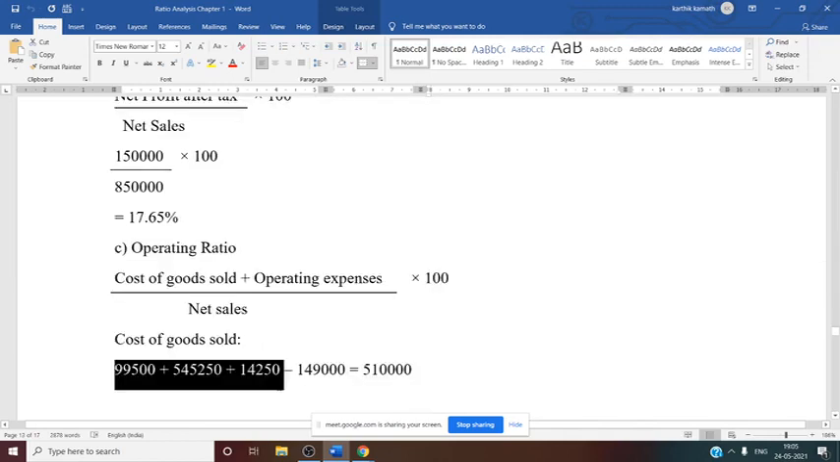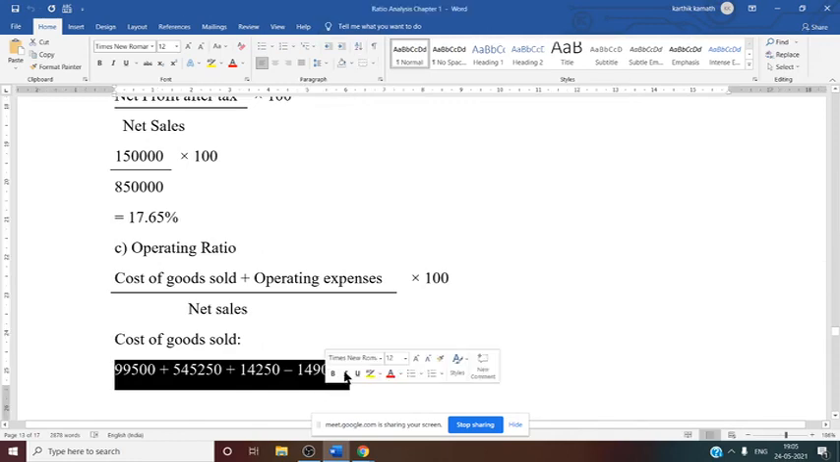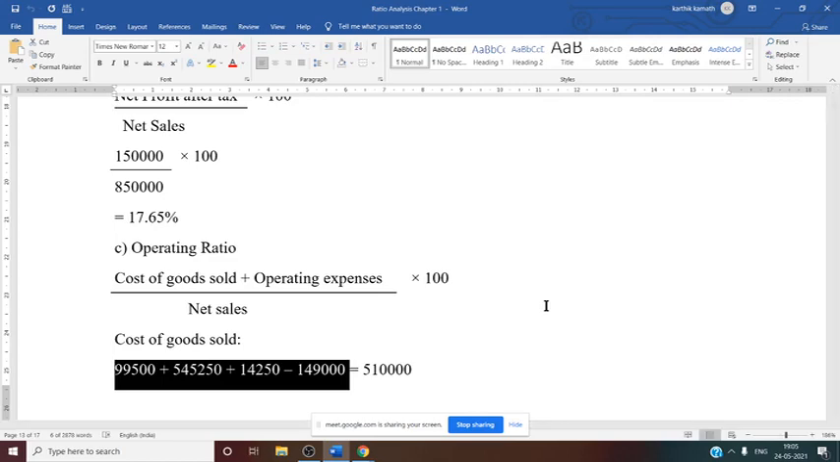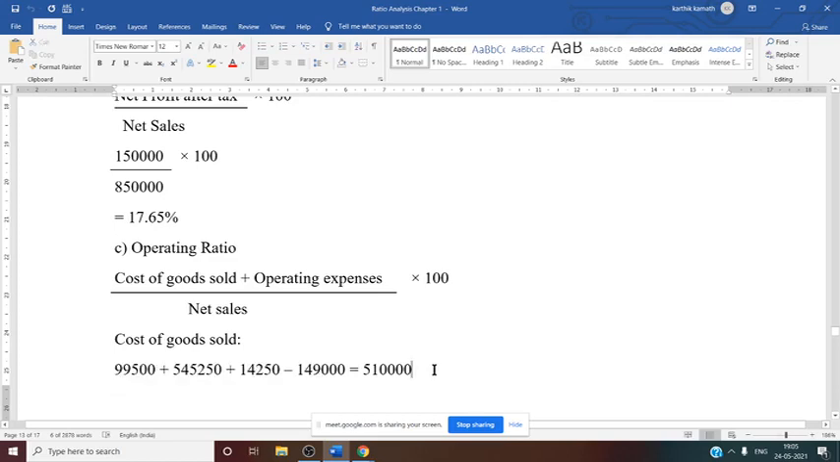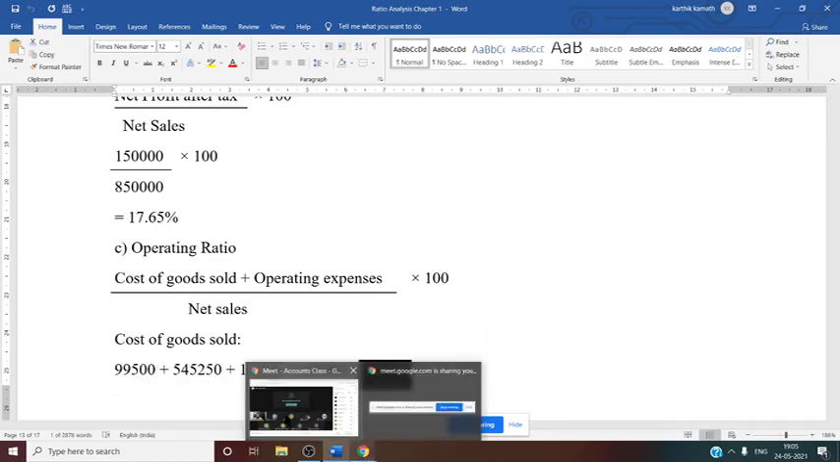So 99,500 plus 5,45,250 plus 14,250, then you need to minus 1,49,000 closing stock. You will get cost of goods sold as 5,10,000, or else you can again cross-check this one with the help of another formula.